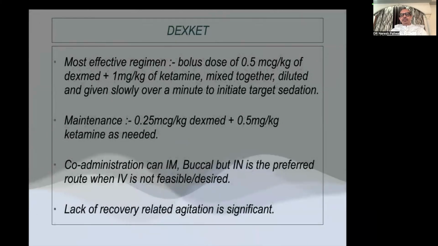The most effective regime is a bolus dose of 0.5 mcg per kg of Dexmed mixed with 1 milligram per kg of ketamine, diluted slightly, I dilute it up to 5 ml, and then give slow boluses titrating to target sedation. For maintenance, you can just use half the initial dose according to need in short boluses, or if you have infusion pumps, you can use those. Co-administration can be intramuscular or buccal, but intranasal is the preferred route when IV is not feasible or not desired. Lack of recovery-related agitation is very significant in DexKet.